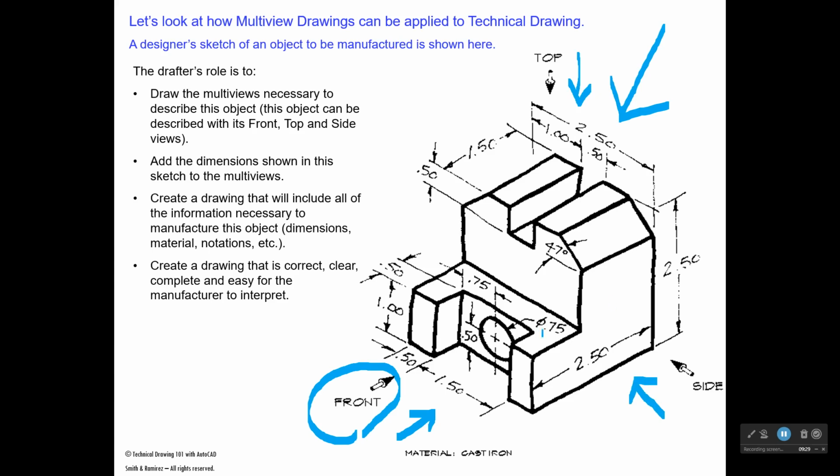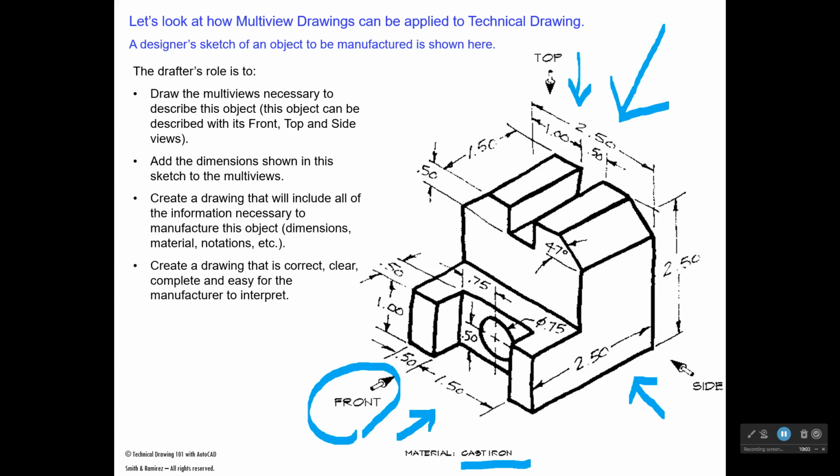Later, once you have your views drawn, you could add dimensions to those. You could add notations. You could write what the material for this is, which in this case is called cast iron. And hopefully when you're finished, you would have created a drawing that is correct. That is, that all these numbers on the dimensions would be correct. It's clear, complete, and easy to read. And the manufacturer of this part would have no problem using your drawing to manufacture this part.